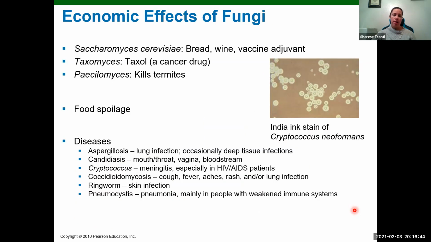Some examples of fungi. Saccharomyces cerevisiae helps us to produce bread, wine, and also vaccines. Taxomyces produces Taxol, which is a cancer drug. And Paecilomyces helps to kill termites, so we use that to our advantage as well.